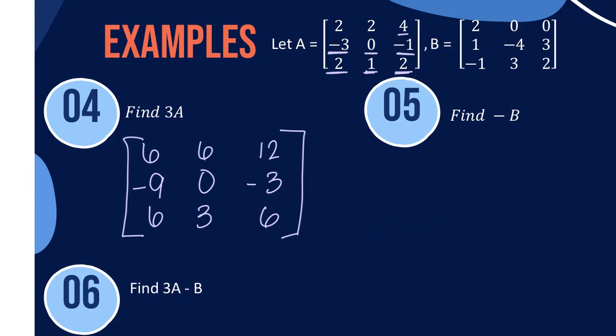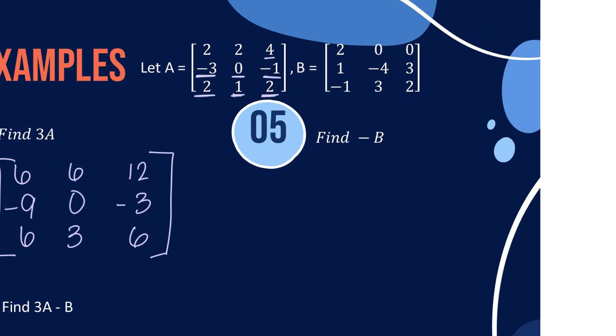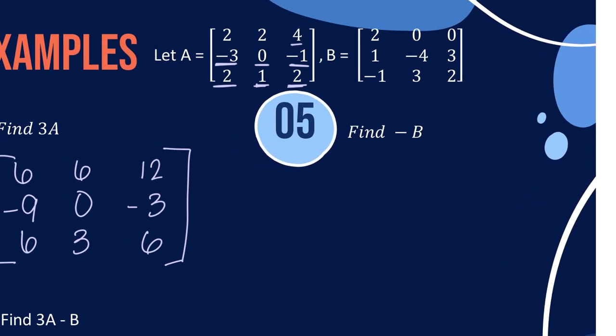All right, looking at number 5. Now, you could think of this as multiplying by -1, and that's fine. You could put a 1 there if you want, but you don't necessarily have to.